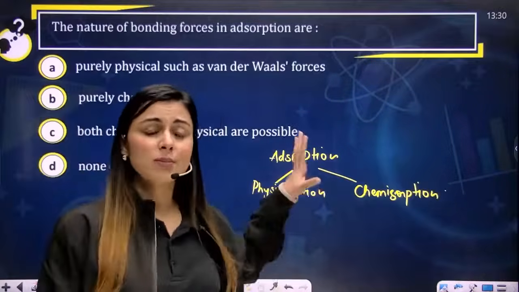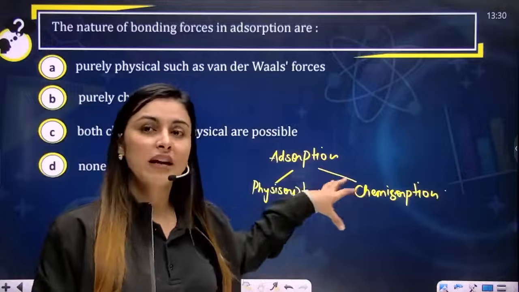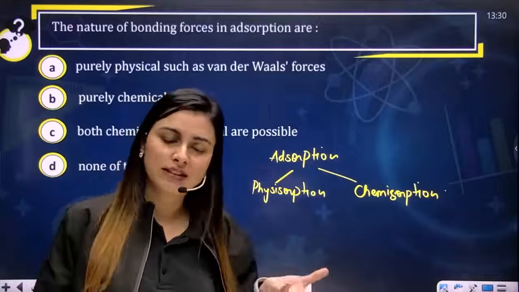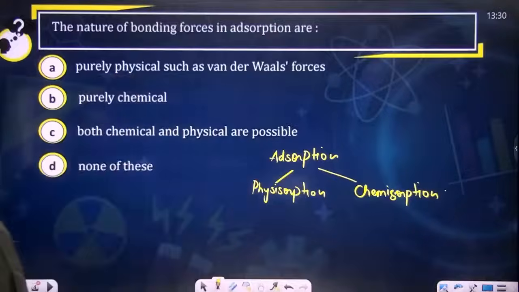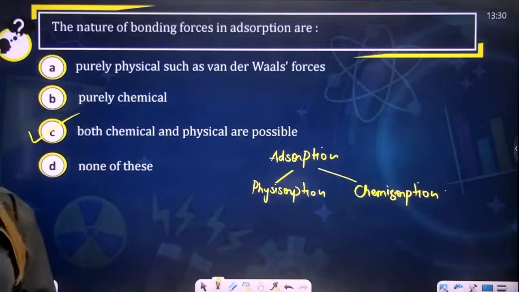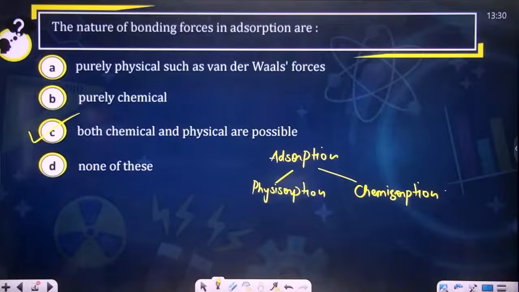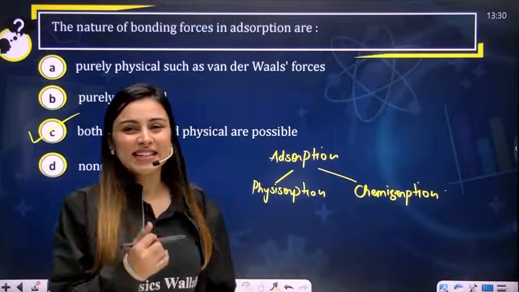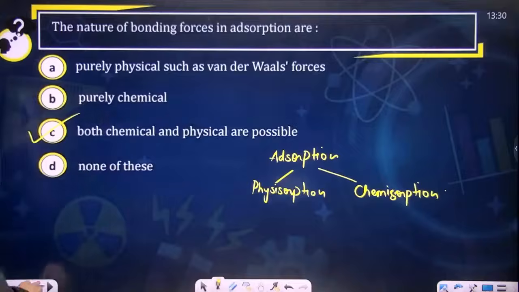So they have not specified which particular adsorption, so we'll have to consider both of them. So both types, weak van der Waals interactions as well as chemical bonds. Purely physical such as van der Waals, purely chemical, both chemical and physical. Yes, so option C will be your correct answer. I hope you're clear with this. Perfect, my dear students. This is how you have to solve the questions. So easy, right? Let's move forward to the next question.